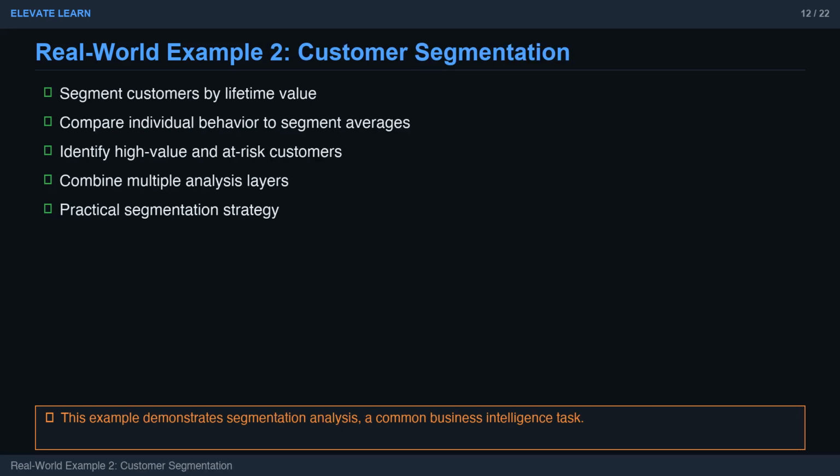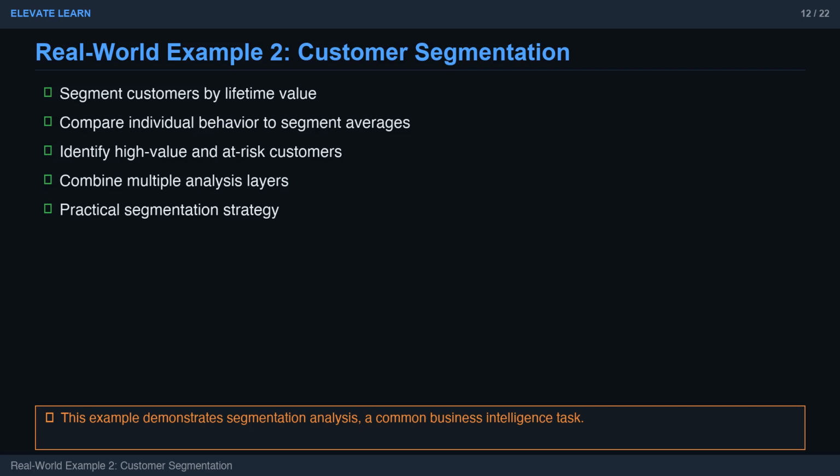Here's another real-world scenario: customer segmentation. Businesses often want to categorize customers into segments like VIP, regular, and occasional based on their spending. Then they want to see how each customer compares to their segment average.